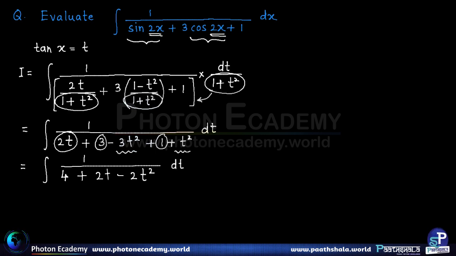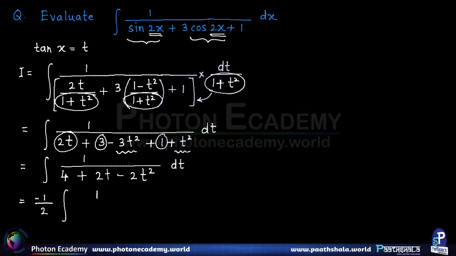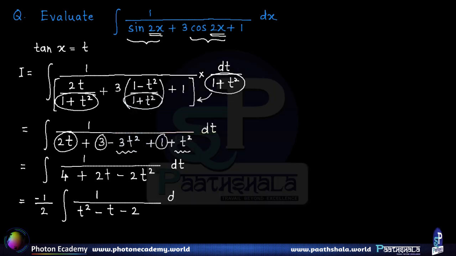Now if you observe, this is of the form 1 upon a quadratic in the variable. So we solve that by first making the coefficient of the quadratic term unity. So let us take minus 1 by 2 common. Therefore we will have t square minus t minus 2, because effectively we are taking 2 common, times dt.